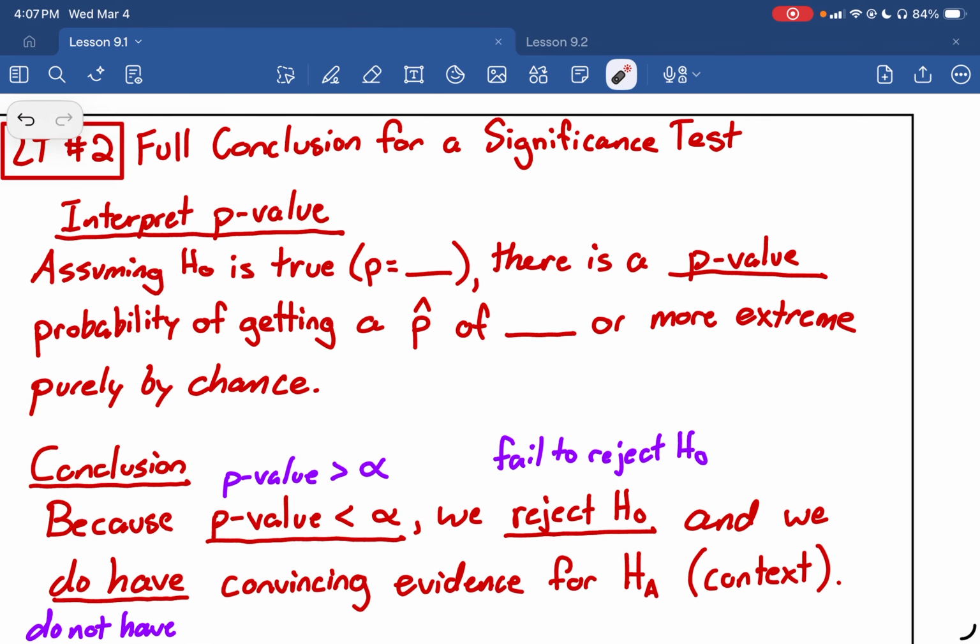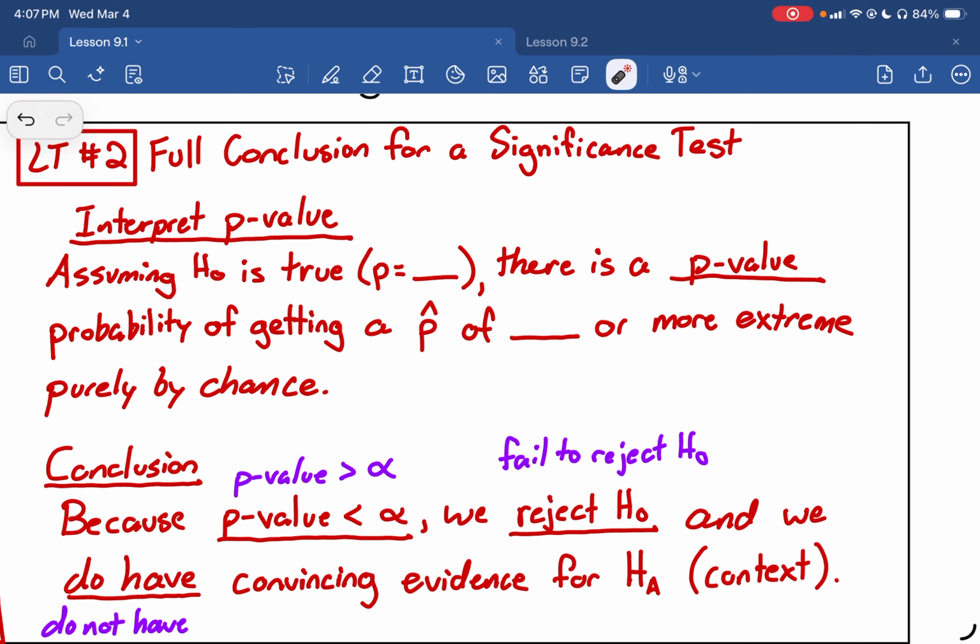Now, looking at full conclusions, what you just did is a significance test. Now, you did a simulation. On the AP exam, you're not going to have to do a simulation. No one's asking you to pull a bucket of beads out and do a simulation or a spinner and do a simulation. We will have things to do for significance tests to calculate. Right now, though, what's important? Interpreting a p-value and our conclusion. Starting with interpreting that p-value.